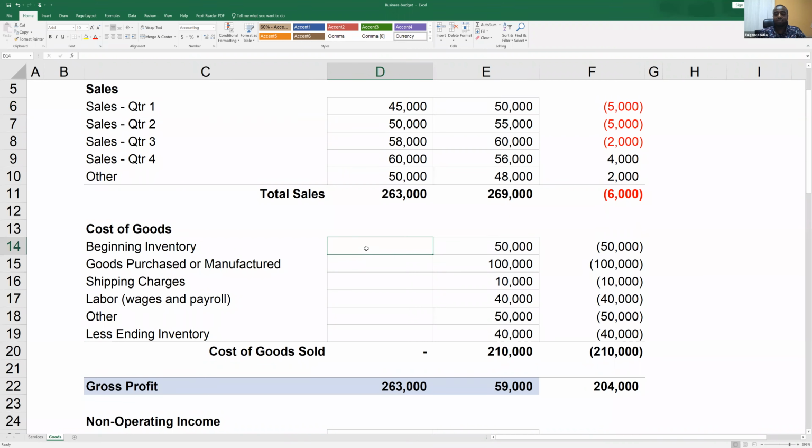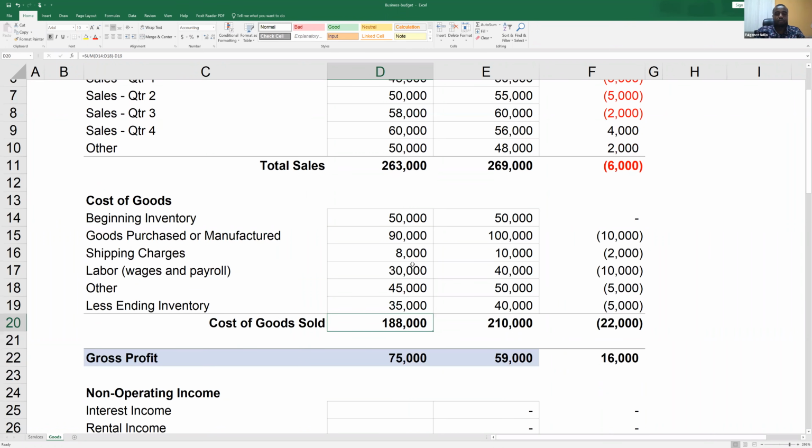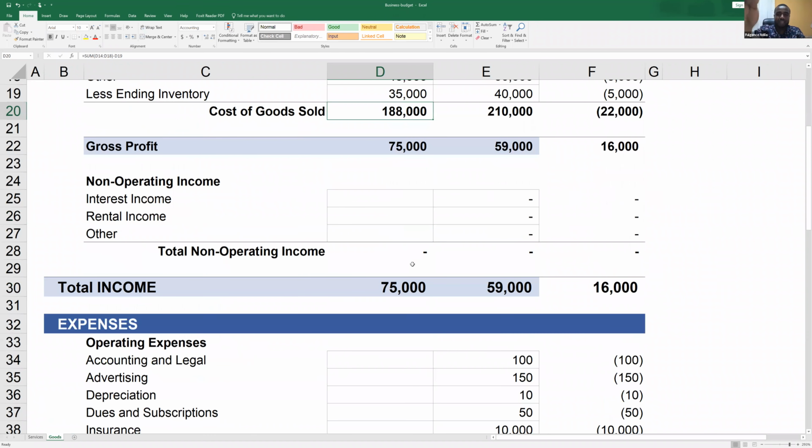So all through for the inventories, your beginning inventory, this one will almost remain the same, or you have it. Good purchase, you're expecting to purchase 100, but you purchased 90. Shipping charges, you estimated at 10, and because you shipped less, you are going to have 8,000. Labor related costs, you're spending 40, it went down to 30. Others, 45. Ending stock, you can say 35. So basically, you'll go all through and check and ensure the operating expenses again.